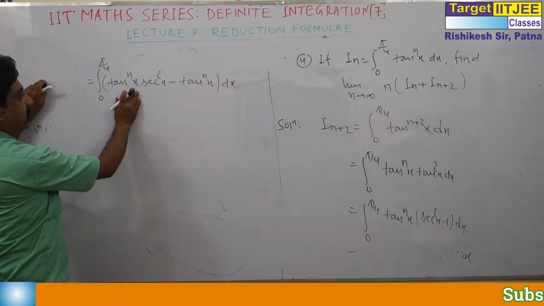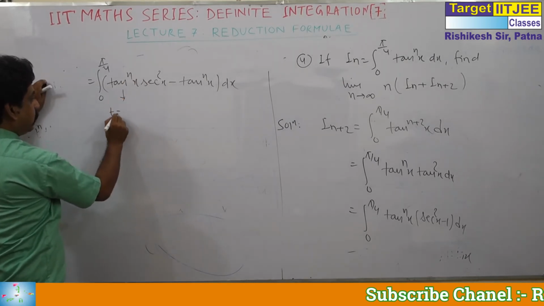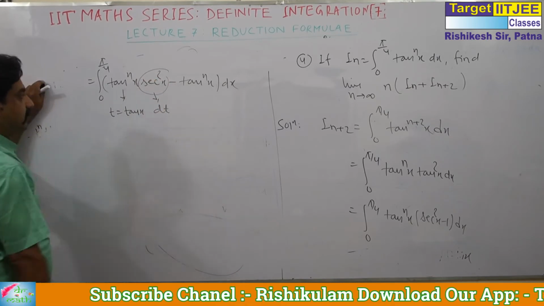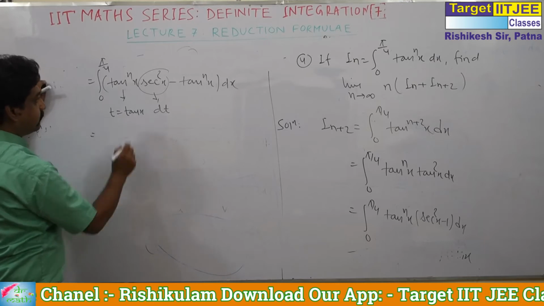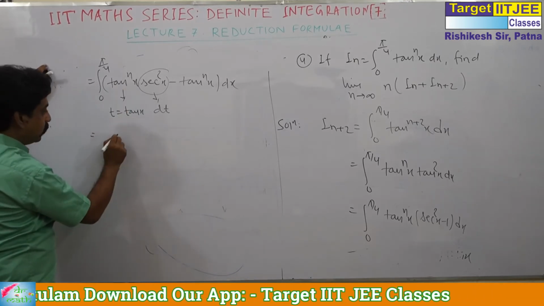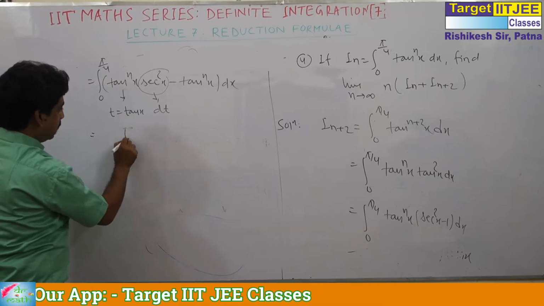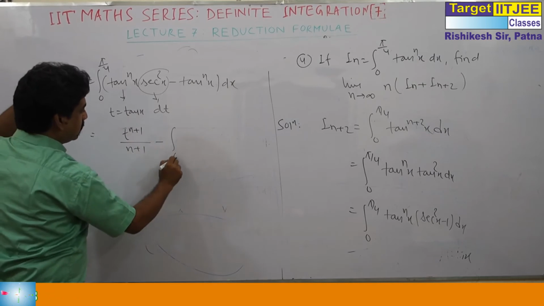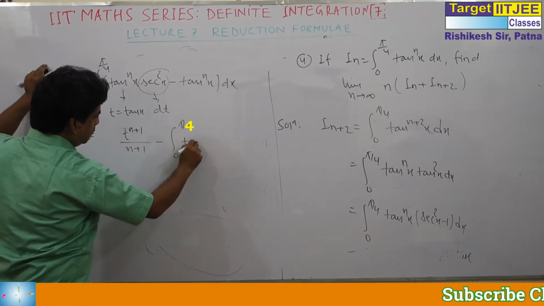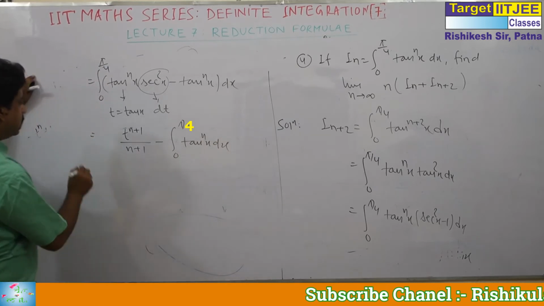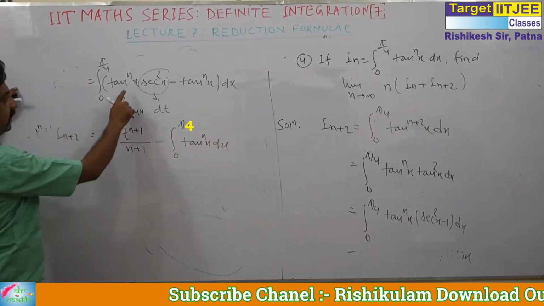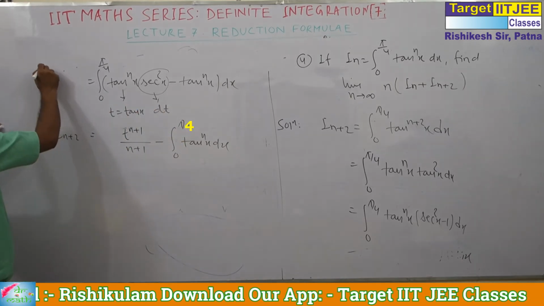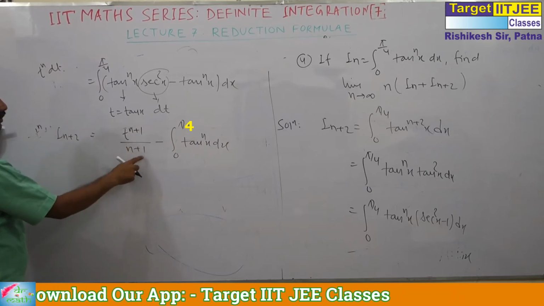We can integrate this one. How? If we assume t is equal to tan x, then sec square x dx is dt. So what is the integration? The integration is t to the power n plus 1 by n plus 1. Actually, this is In plus 2. When we take t is equal to tan x, this is actually t to the power n dt, and the integration is t to the power n plus 1 by n plus 1.